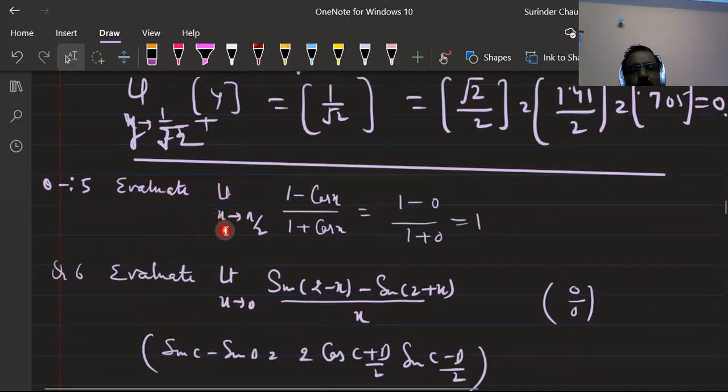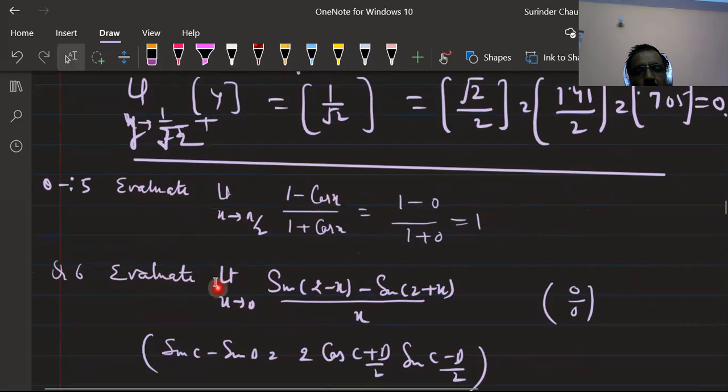Evaluate the limit as x approaches pi by 2 of (1 minus cos x) upon (1 plus cos x). If we substitute x as pi by 2, cos x becomes 0 in both places, and straight away we get the limit, because this is a continuous function. The limit is equal to 1.